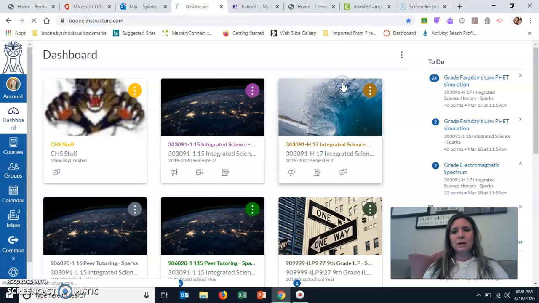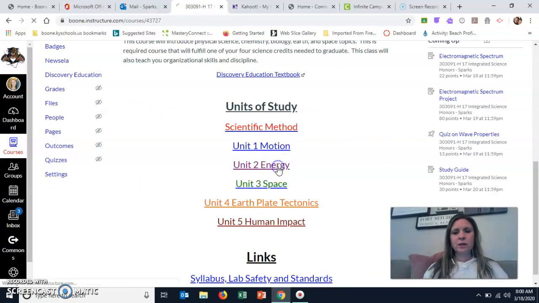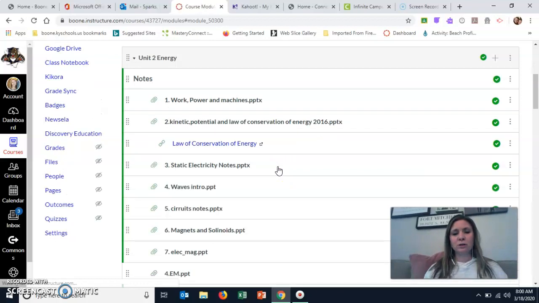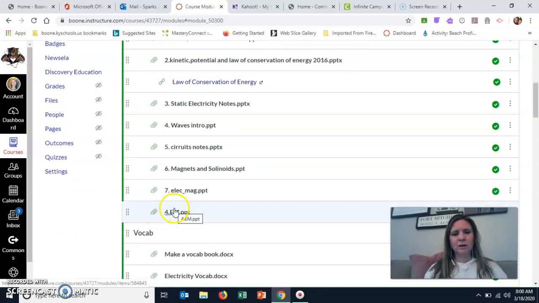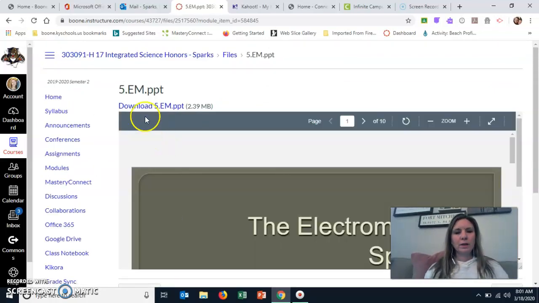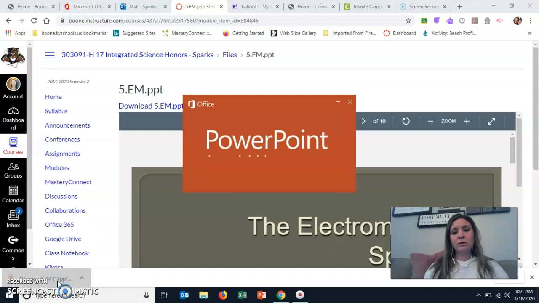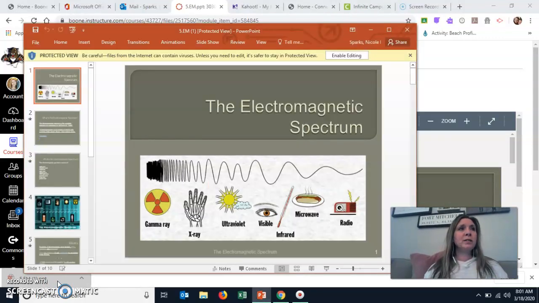So in Canvas, logging into your class here, I'm going to go down to the energy unit, and we're looking for the notes that are called electromagnetic spectrum, and I abbreviated them with EM. And let me just download this for us here. So we've already really been discussing the electromagnetic spectrum quite a bit. We've talked about it with just how energy can move. Key terms that we are going to be discussing are frequency and wavelength, and then the kinetic and potential energy associated with some of these waves.